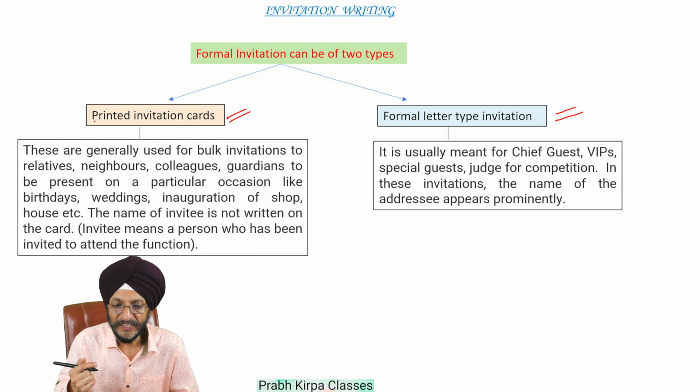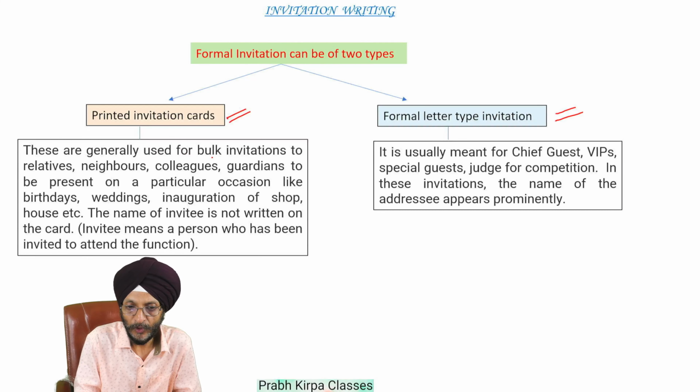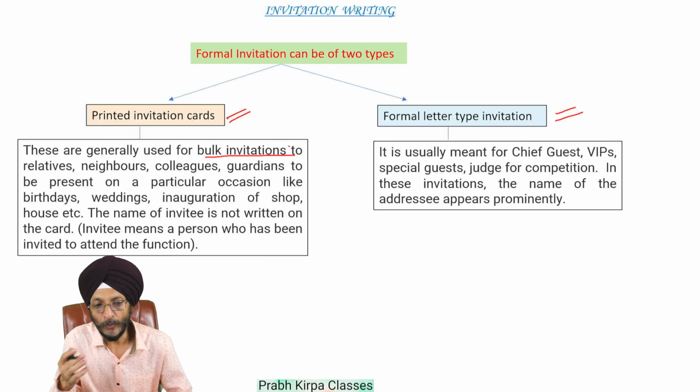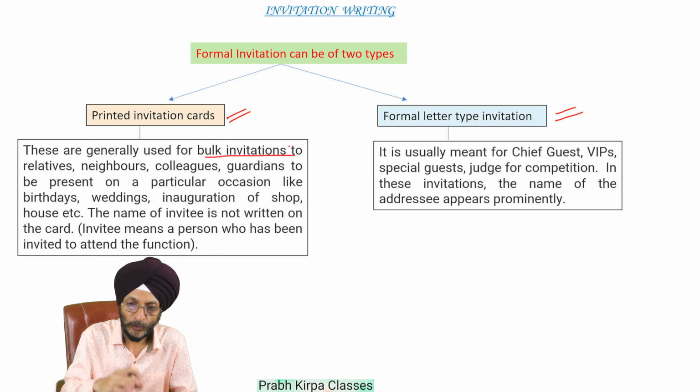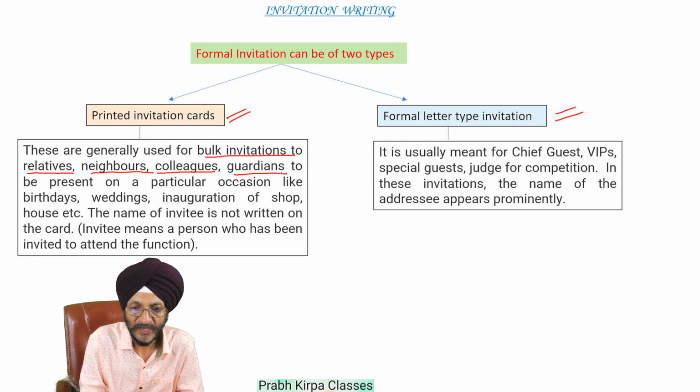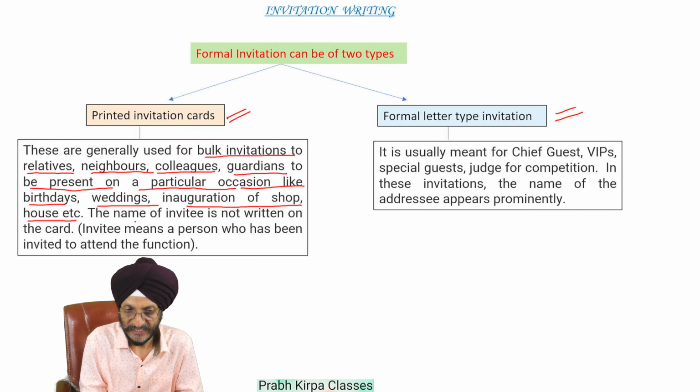Printed invitation cards are generally used for bulk invitations. When we are to invite a large number of persons to a particular function, we use printed invitation cards. We use these printed cards when we want to invite our relatives, neighbors, colleagues, and guardians to be present on a particular occasion like birthdays, weddings, or inauguration of a shop or house. The name of the invitee is not written on the card.